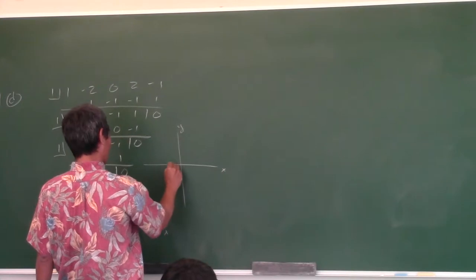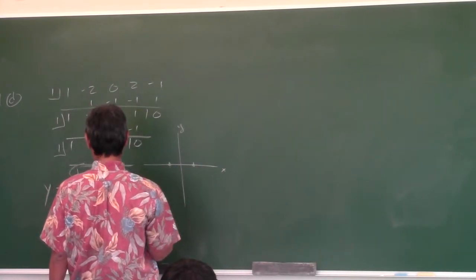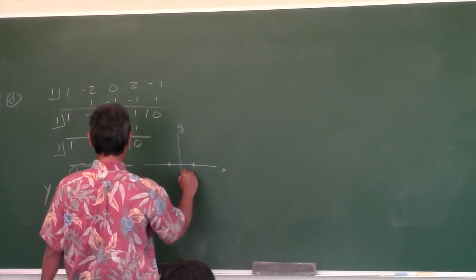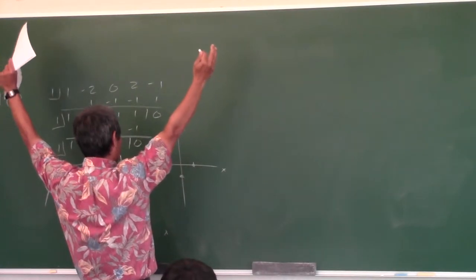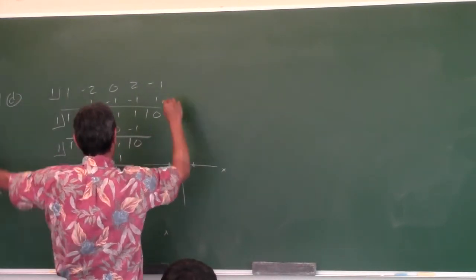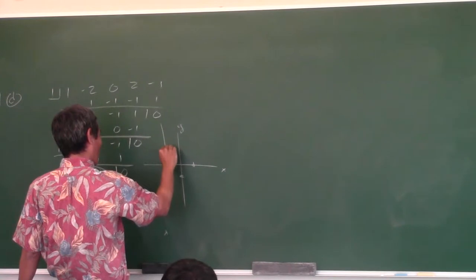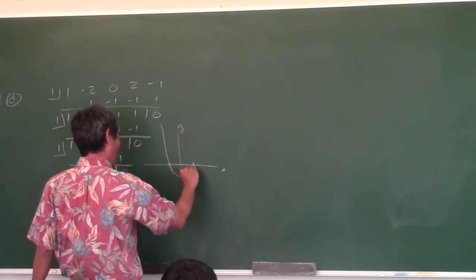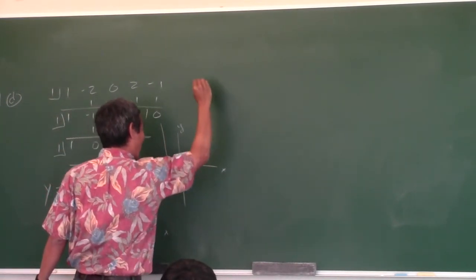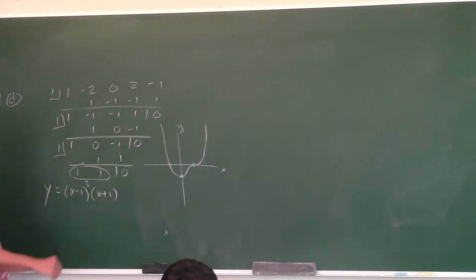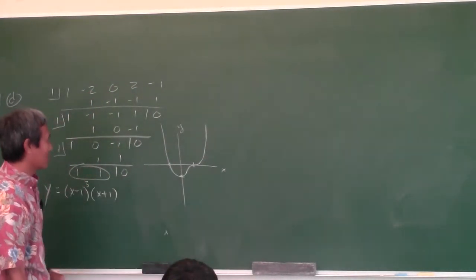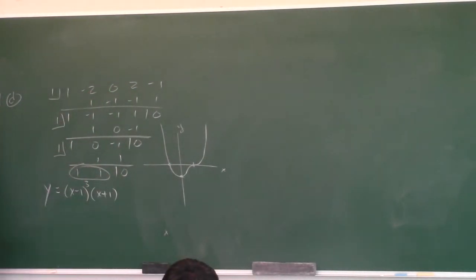X intercepts negative 1 and 1. Y intercept negative 1. And we got a fourth degree polynomial, leading coefficient positive. So we got this. Okay, how come the graph flattens out as x goes on? Because you got a third power on it, right?